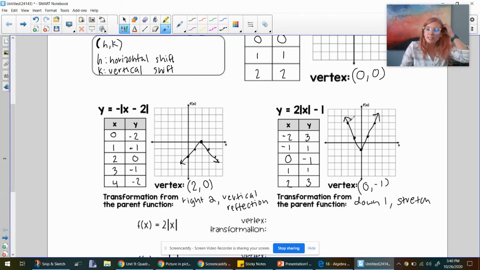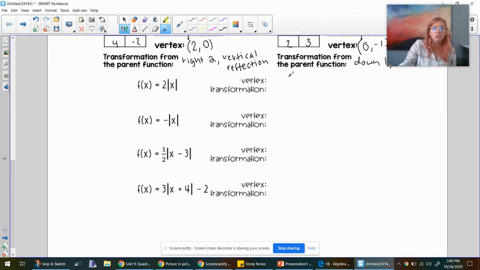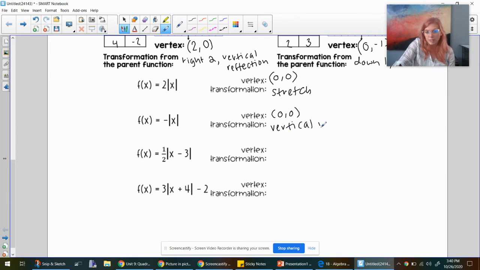Okay, now let's practice doing this with just the equation. So f(x) equals 2|x|. The vertex here is (0, 0), because we have no written out h or k value. The a value is 2. Well, 2 is greater than 1, so that is going to be a stretch. Because the vertex is (0, 0), there are no translations up, down, left, or right. Here again, my vertex is (0, 0), because there's no h or k. This time there's a negative on the outside, so we know that that is a vertical reflection. When a is negative, that's a vertical reflection.